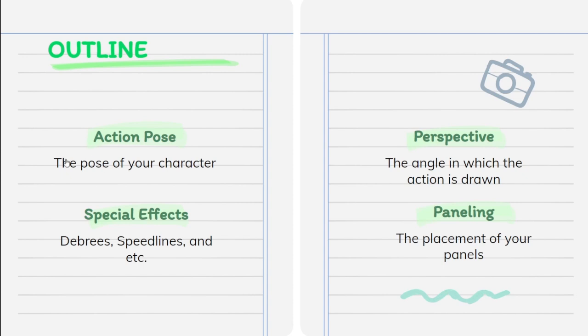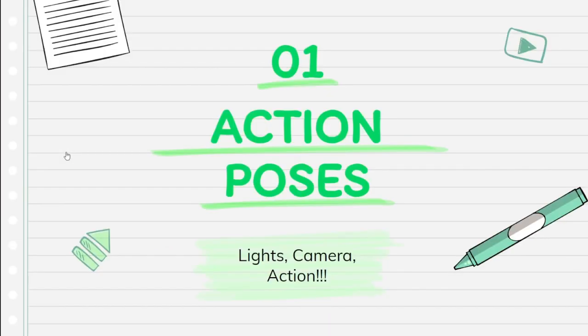So let's start with action poses. So the action pose is basically the meat or the main ingredient in the creation of your action scene. This can vary from getting on a fighting stance or attacking someone, blocking an attack, and many more.